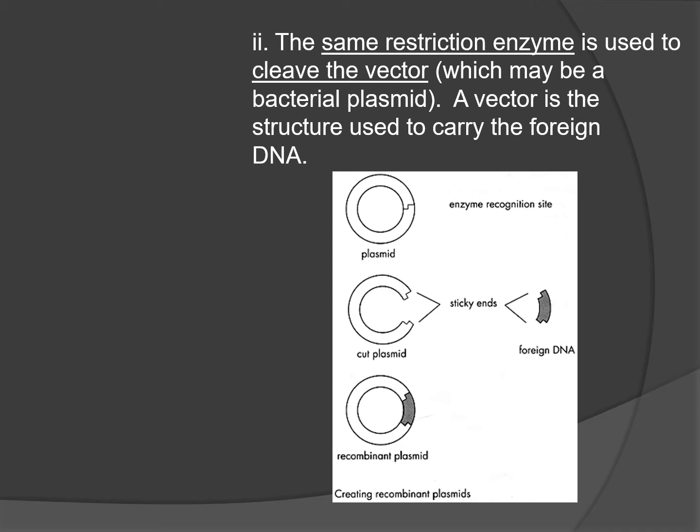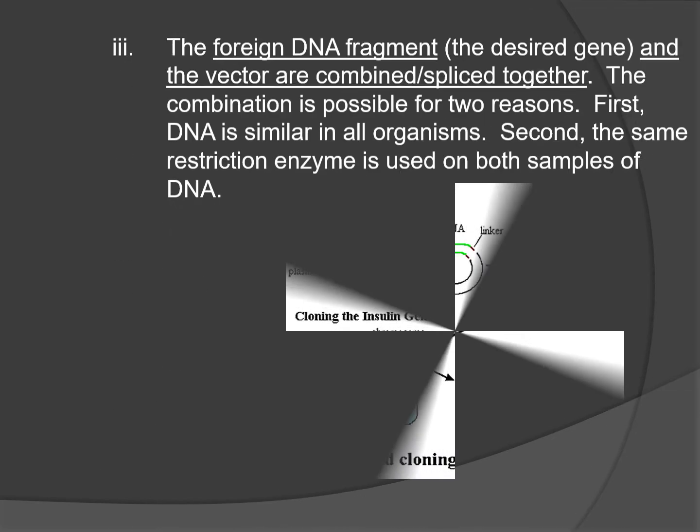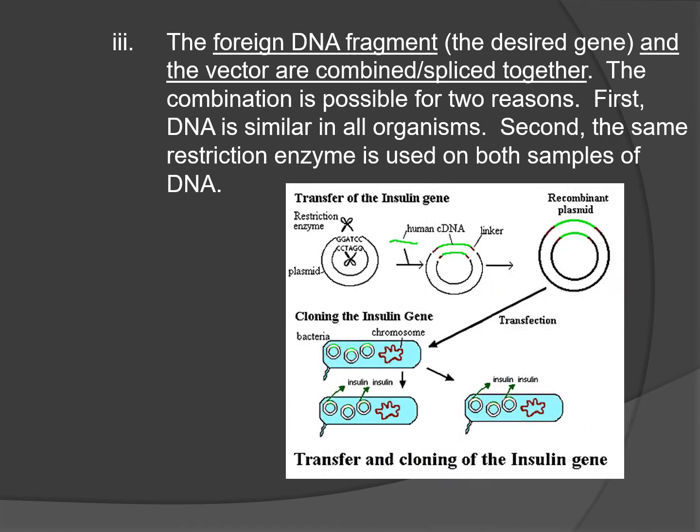We would use the same restriction enzyme that we use to cut the human insulin DNA to also cut an opening in our plasmid. The sticky ends would then be complementary, and they would come together and bond. And then what you have is called a recombinant plasmid. We insert the foreign DNA fragment into the vector, and this is called splicing. Splicing is putting them together.